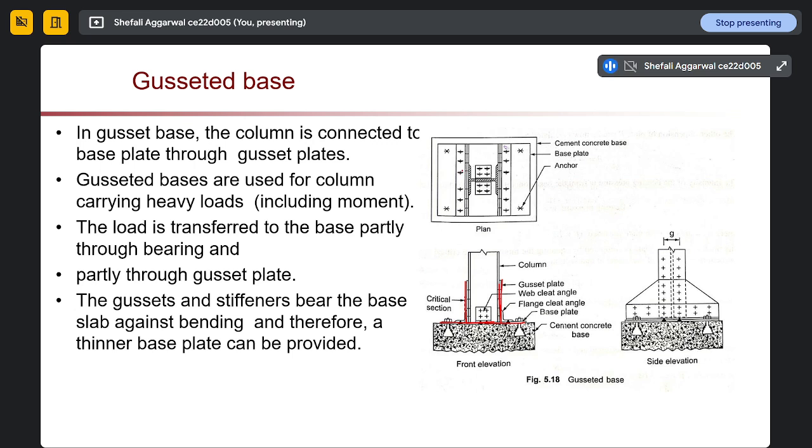So it is connecting to the base plate through the gusset plate. This is our gusset plate, and these are used for columns carrying very heavy loads, including moments. The load is transferred to the base partly through bearing and partly through the gusset plate. The gusset and stiffeners brace the base slab against bending, and therefore a thinner base can be provided. Since we are providing the gusset plate along with our base plate, the base plate can be thinner as compared to the slab base, since less load has to be transferred.